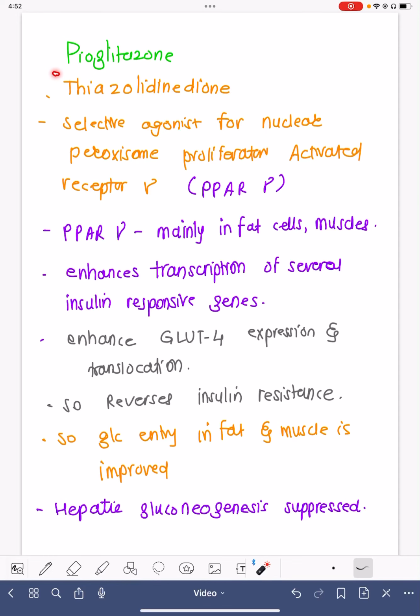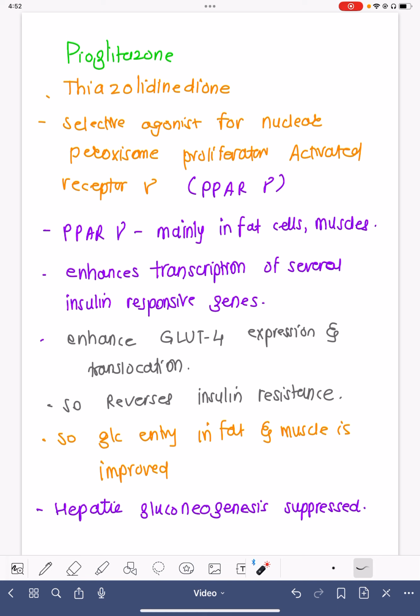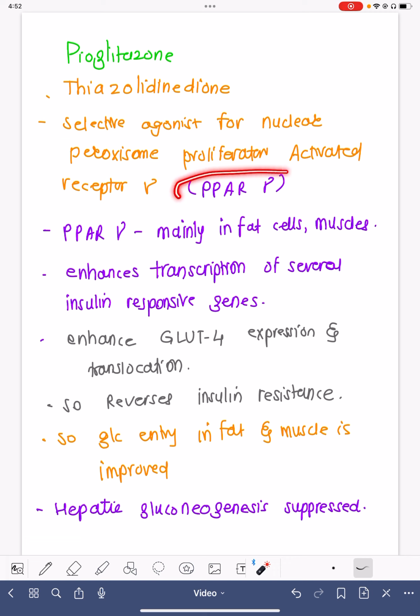Now, today we'll be talking about the medicine pioglitazone. Now, we must know this pioglitazone is an oral hypoglycemic agent or oral hypoglycemic drug. This falls under the thiazolidinediones class, and it is a very selective agonist for nuclear peroxisome proliferator activated receptor gamma. In short, it is a selective agonist for PPAR gamma.